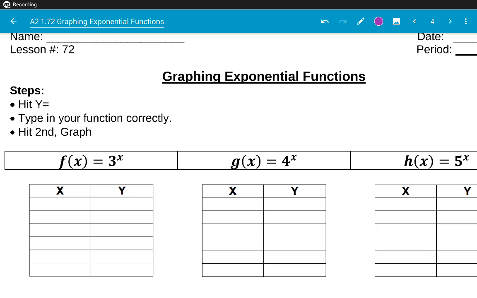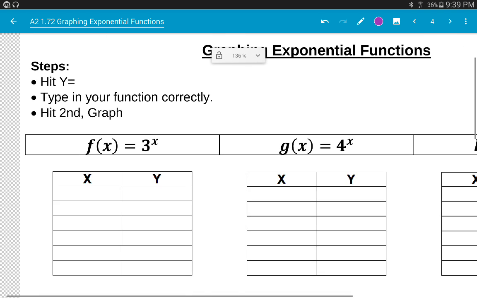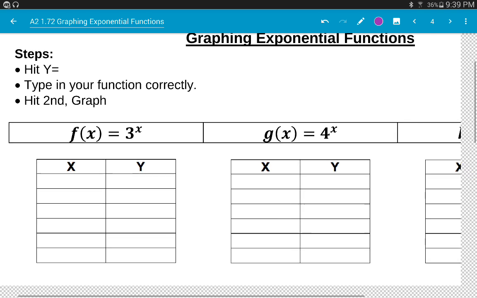Alright, here's a quick video on lesson 72, graphing exponential functions. We've been talking so much about exponential functions and logarithmic functions that I thought it would be nice to take a look at the graph. What we want to do first is use our calculator table. We don't need to, but I want you to know how to use it.